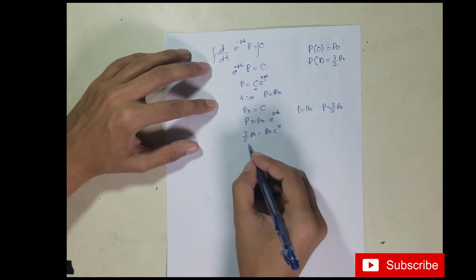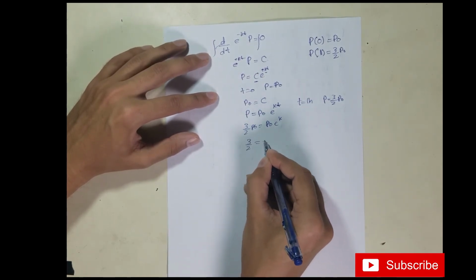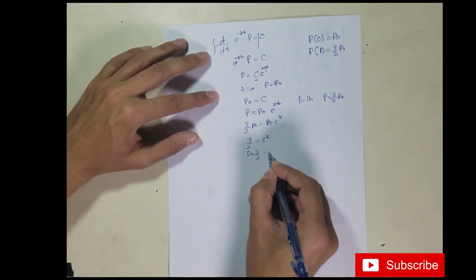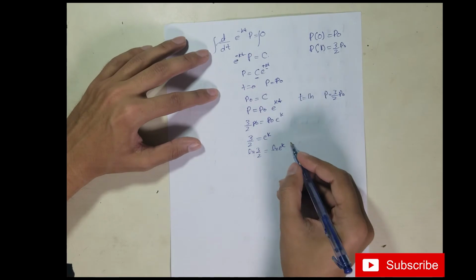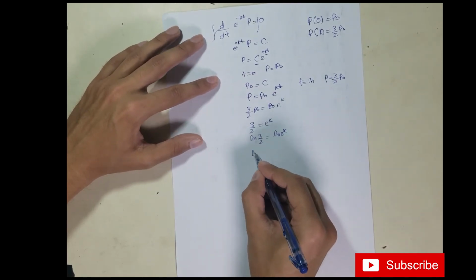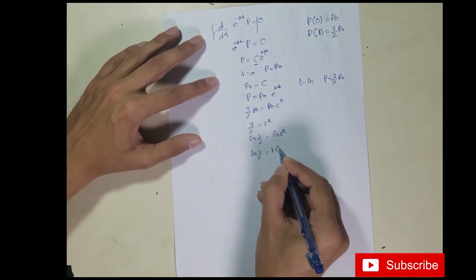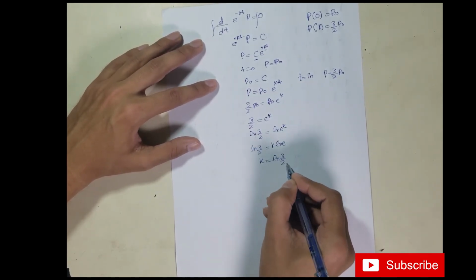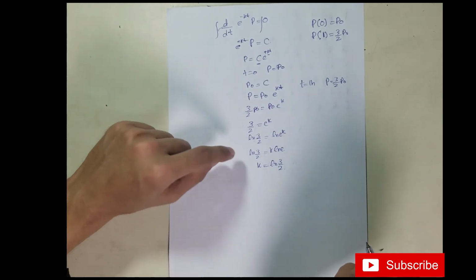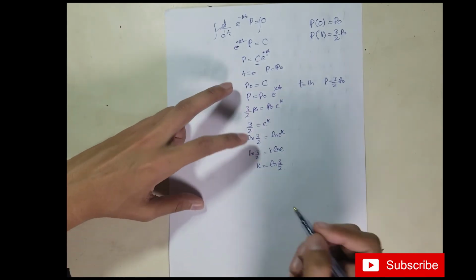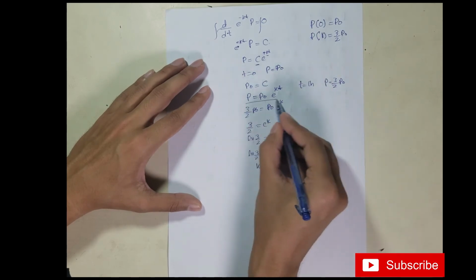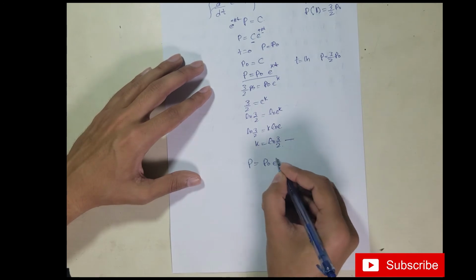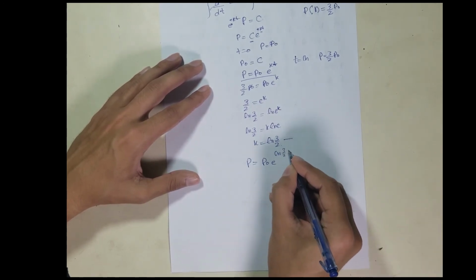This will cancel, and now 3 by 2 is equal to e raised to the power k. Taking log of both the sides, ln 3 by 2 is equal to ln e^k, so k will come out, so ln 3 by 2 is equal to k ln e. We know ln e is 1, so k is equal to ln 3 by 2. So we have found our two constant values k and c. Putting this value into the equation, our final equation is P naught e raised to the power ln 3 by 2 times t.